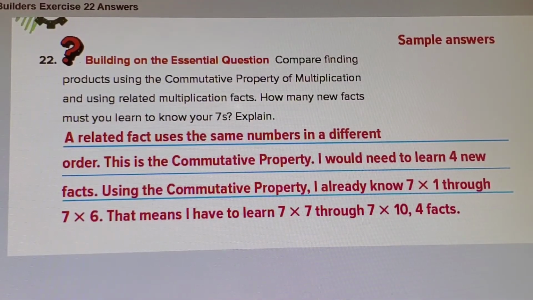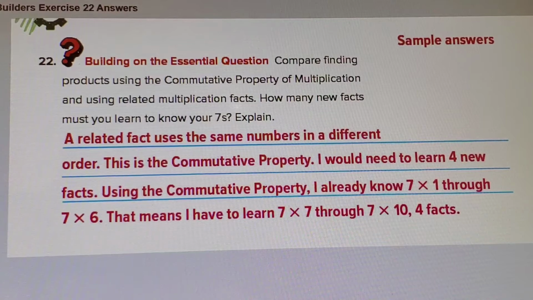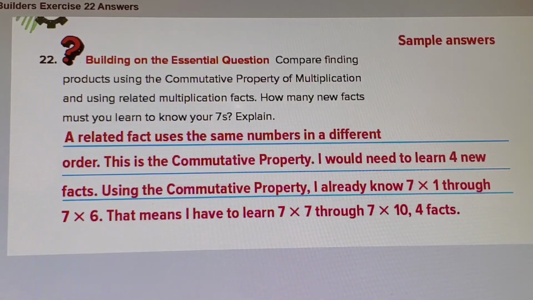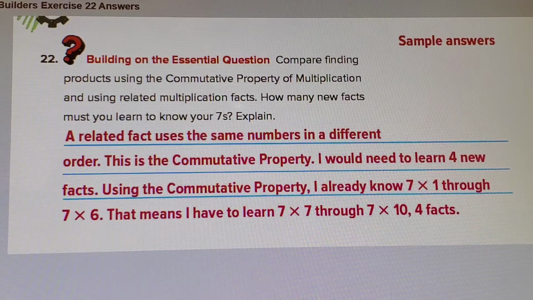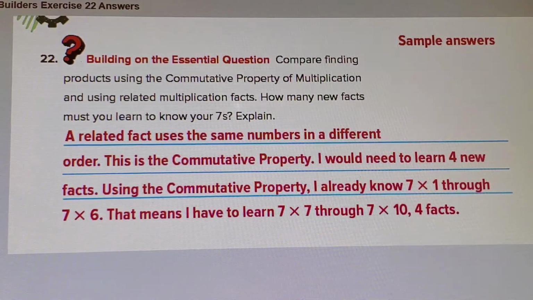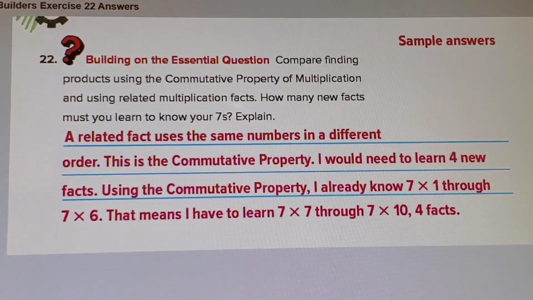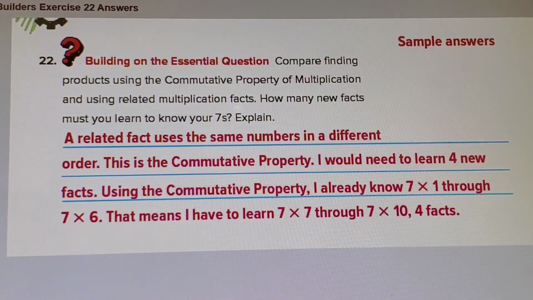So a related fact uses the same numbers in a different order. This is the commutative property. I would need to learn, I think maybe 4 or 5, because you already know 7 times 1 through 7 times 6. You'd have to learn 7 times 7, 7 times 8, 7 times 9, and 7 times 12, because at this school, in this class, we go through 12s. So it would still be 4 facts.